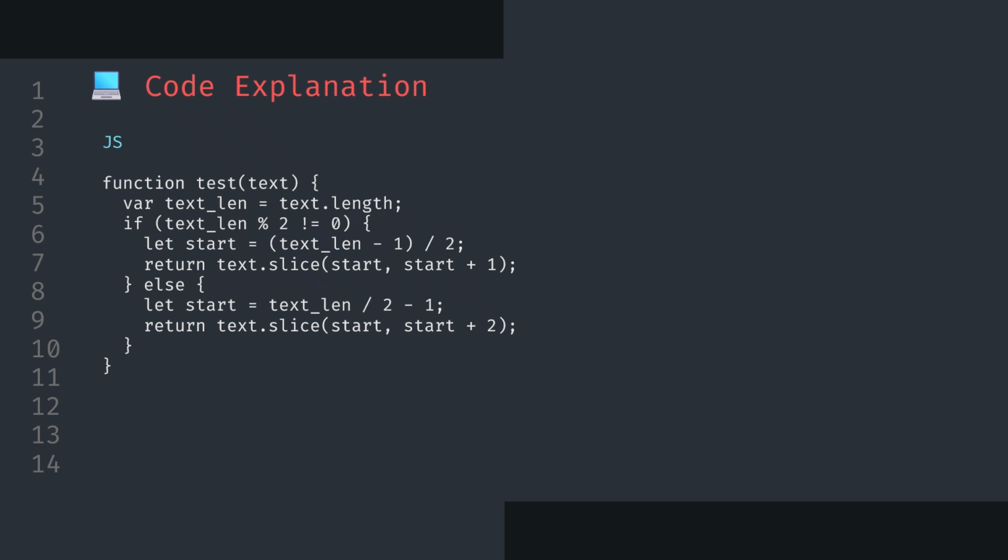Here's the main function. First, we get the length of the string. We then check if it's odd or even using the modulo operator. For odd lengths, the middle index is length minus 1 divided by 2. We slice out one character starting from there. For even lengths, the middle starts at length divided by 2 minus 1, and we slice two characters. The slice method extracts the parts of the string based on these calculated positions.